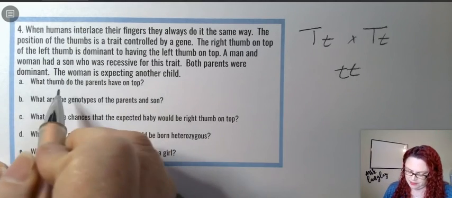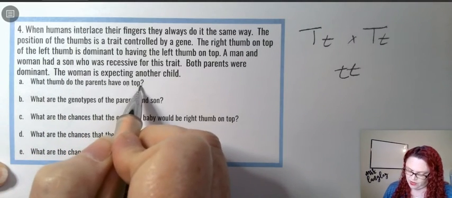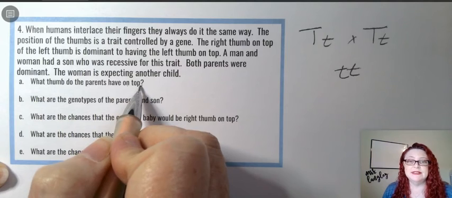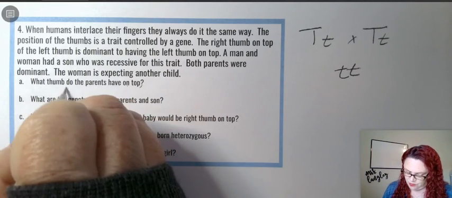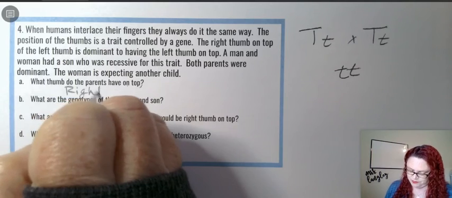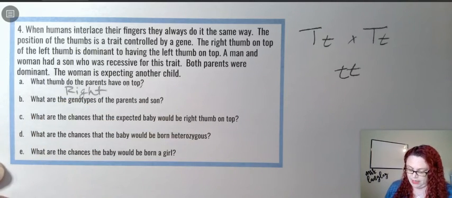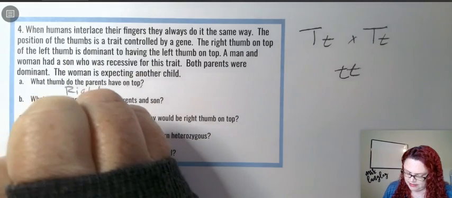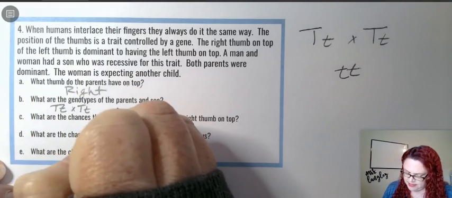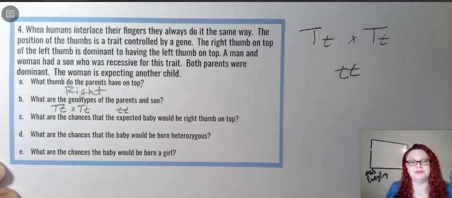What thumb do the parents have on top? Well, it said that they are heterozygous. Okay? That means that they show the dominant trait. The dominant one is right. So the parents both have right on top. What are the genotypes of the parents and the son? So we know that we had this and that the son is this. Could I have picked a different letter? Yep, you can pick any letter you want to.